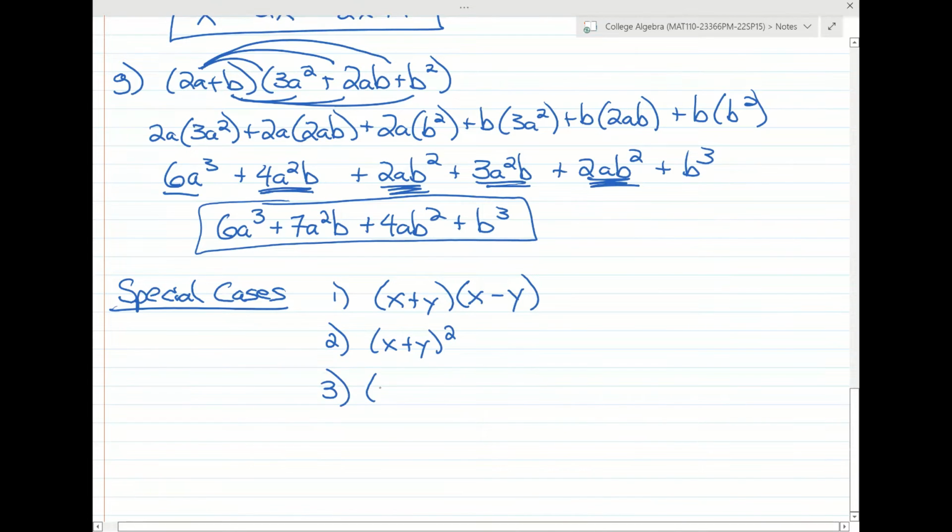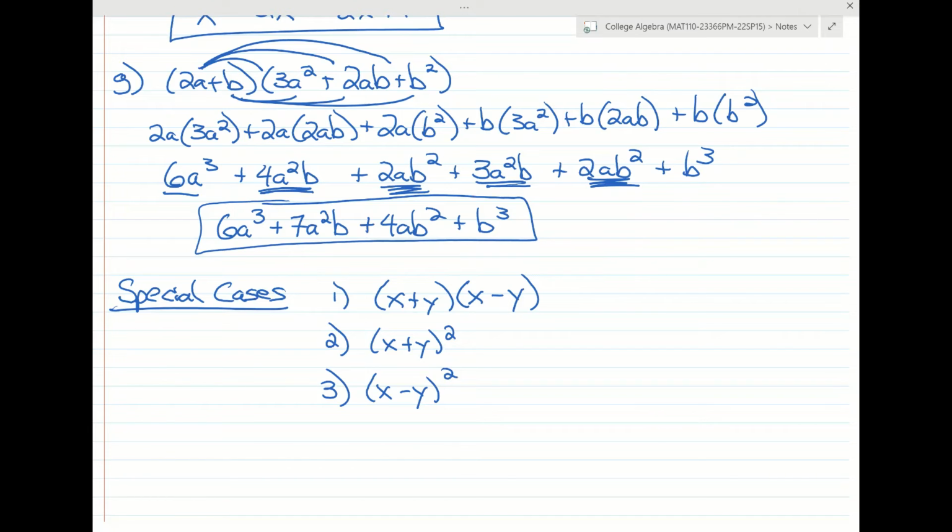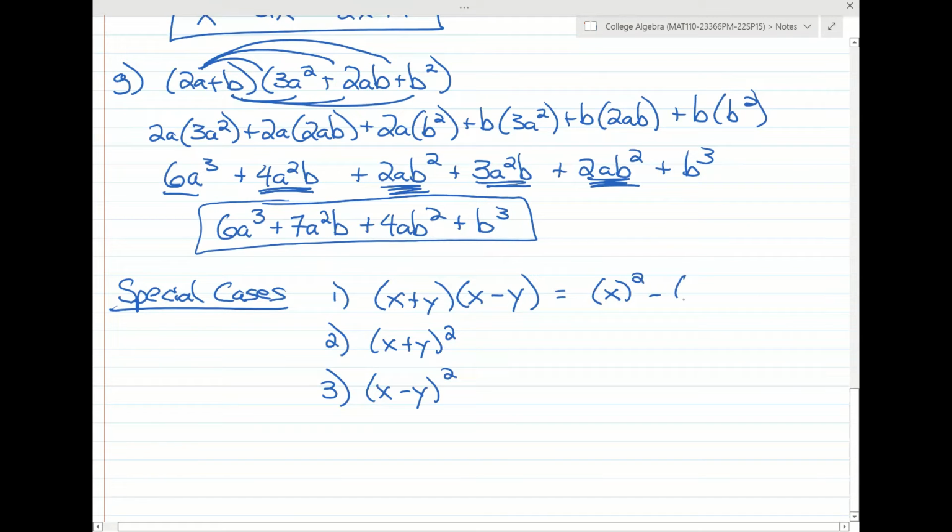So there's three types of special cases. If you take a look at these, the first one is if you have two terms multiplied together and one is positive between them, one's negative between them. This will always just turn into the first term squared minus the second term squared. You could do it the long way if you want. You'll get the same answer, meaning you just FOIL it out. Or if you see this, you just square x and you square y. This one, you'll have the first term squared and you'll have the last term squared. But in the middle, you'll have 2 times the first and last. And then this third one, you'll have the first term squared and the second term squared. But in between, you'll have minus 2xy.